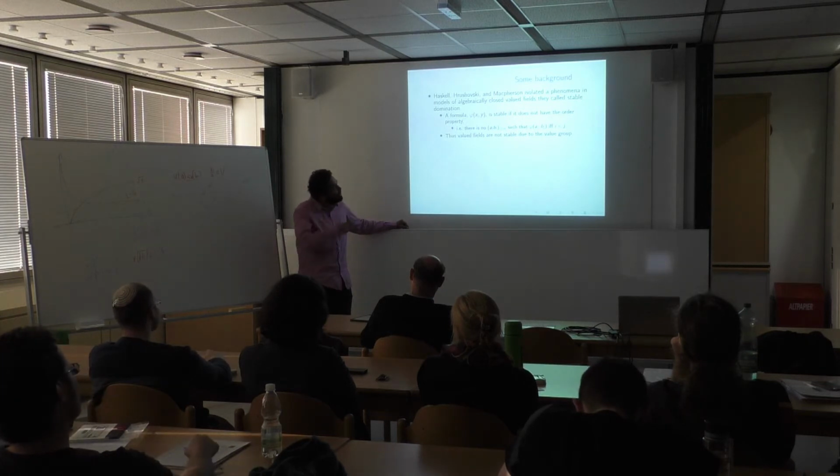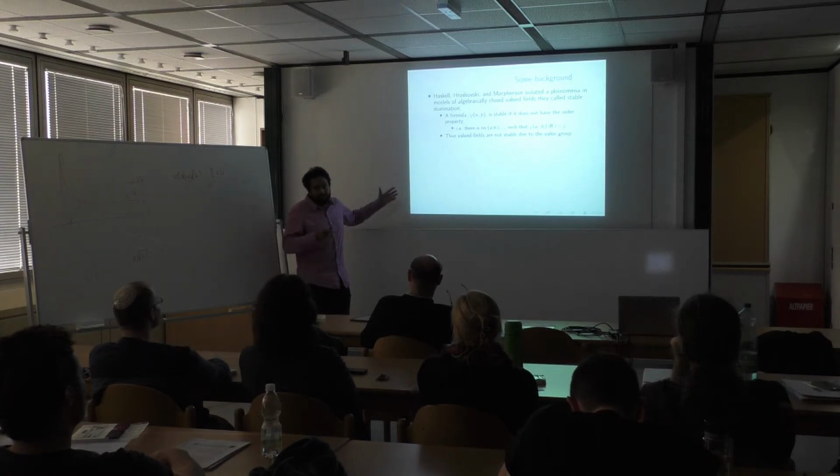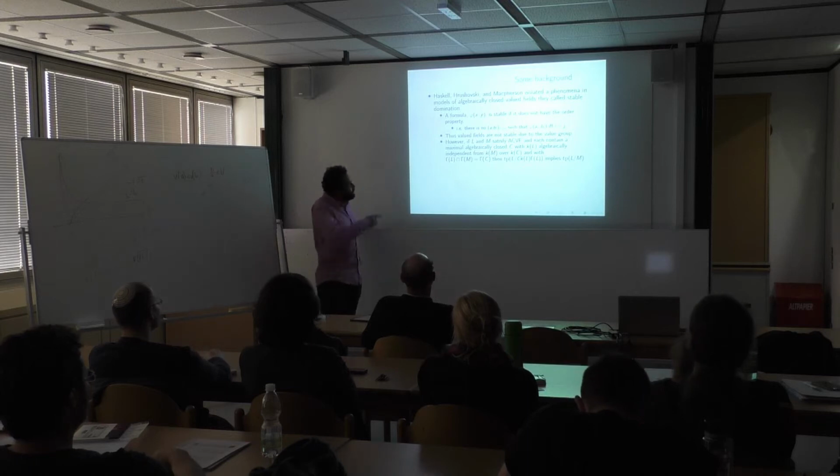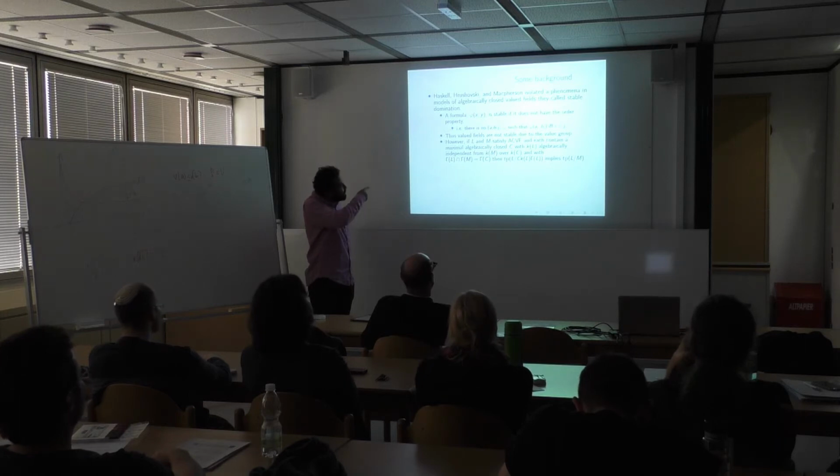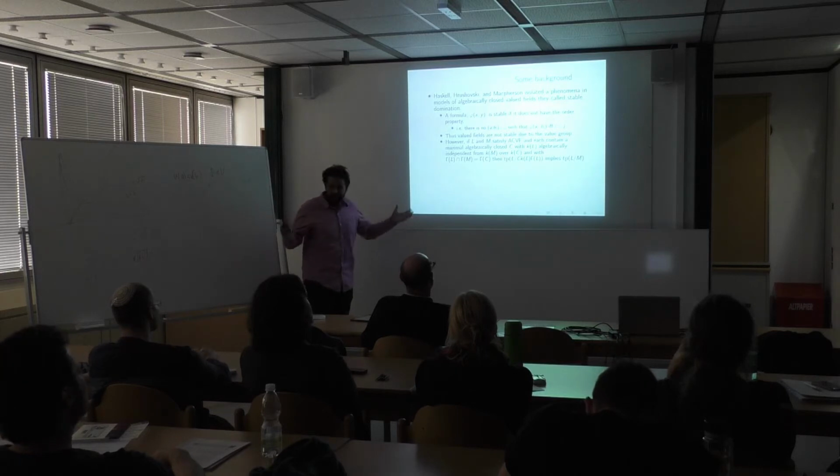But Haskell, Hrushovski and Macpherson noticed that there's something called stable domination, a way in which stability worked its way in. Okay, what is it? If you have two algebraically closed valued fields, and each of them contains a maximal algebraically closed C, and I am going to, there has to be some limit to how many definitions I give you, so I'm just not going to tell you what maximal is.